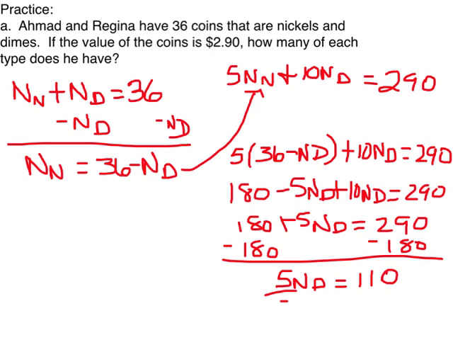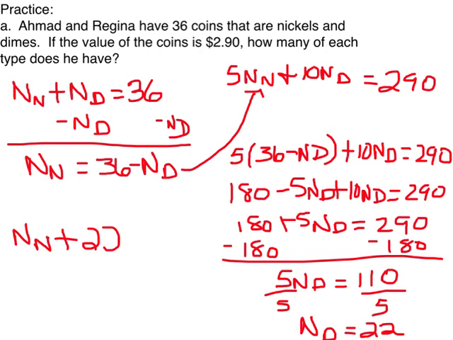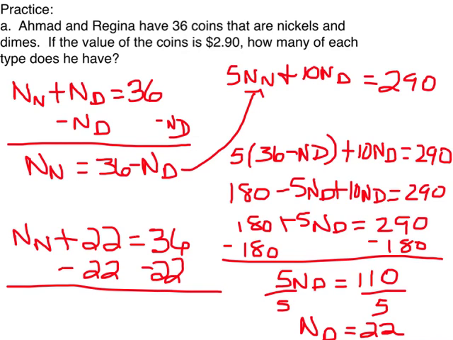And I know that 110 divided by 5 is 22. So now I know that there are 22 dimes. All right, so if there are number of nickels plus number of dimes, which we now know is 22, total equals 36, I can subtract 22 from both sides, and I find out that the number of nickels is equal to 14. So 14 nickels and 22 dimes.